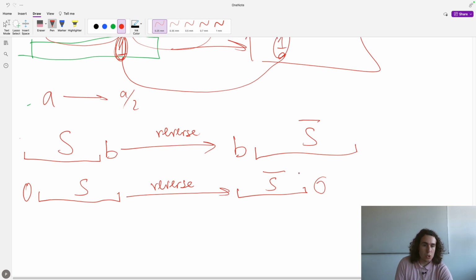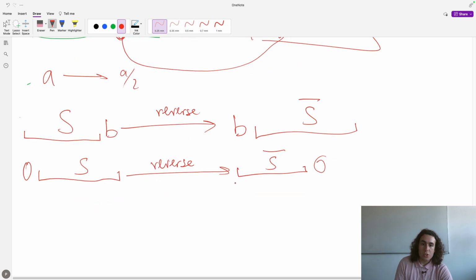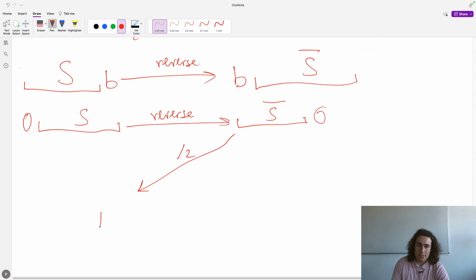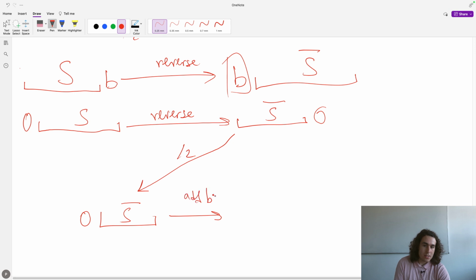This is very similar to what we want to get. We just need to divide it by 2 again. So we get rid of this 0 at the end. So we get s reversed 0. And then we add the right bit at the end. We just add b times 2 to the right power, the largest power that we have. And then we get b s reversed. And this is exactly what we wanted.